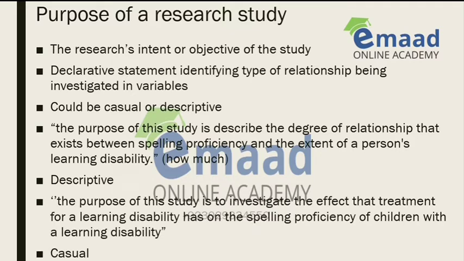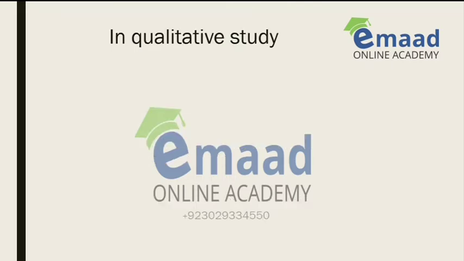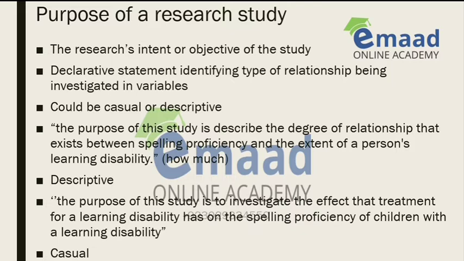Then there is causal, that shows a cause and effect relationship. The purpose of this study is to investigate the effect that treatment for a learning disability has on the spelling proficiency of children with a learning disability. So, how the treatment of learning disability students can affect and improve their spelling proficiency. So, we want to show the effect of a cause, and this is our purpose of study.